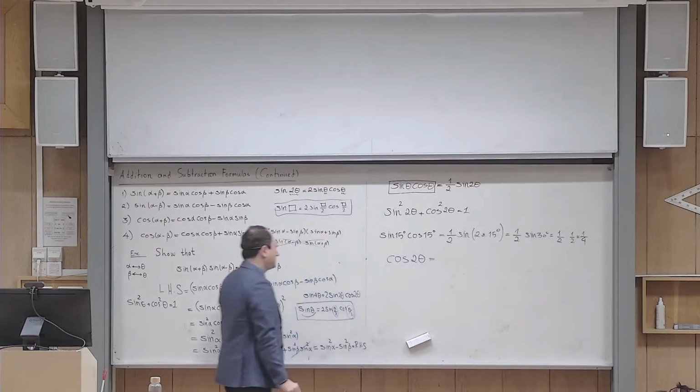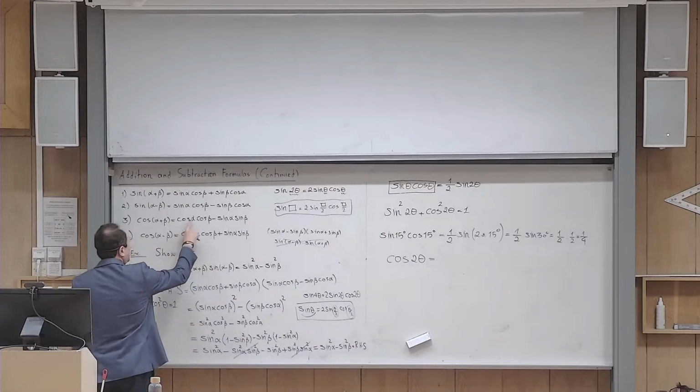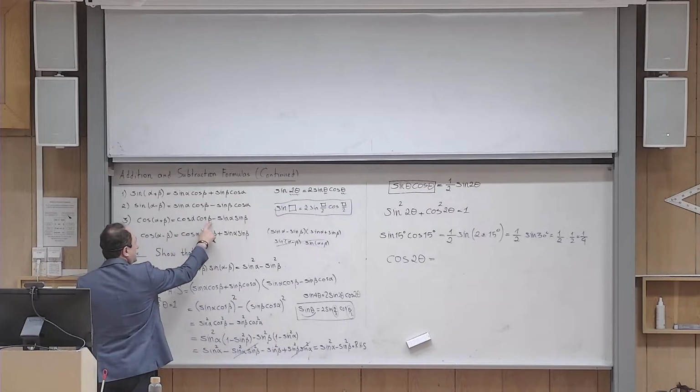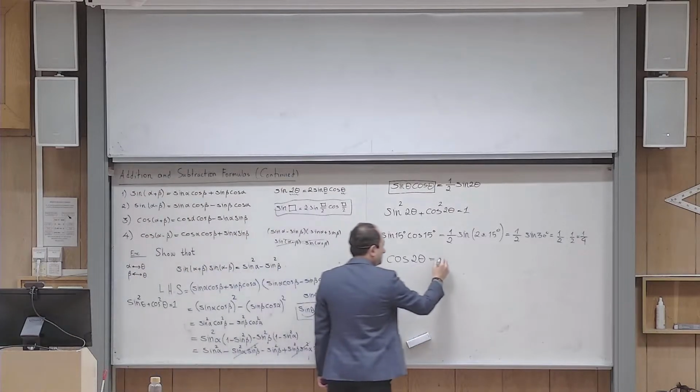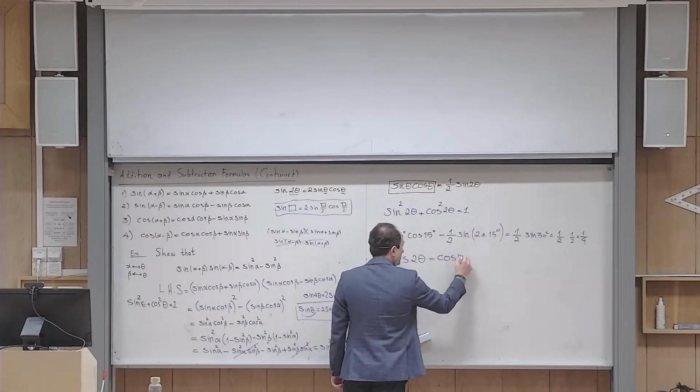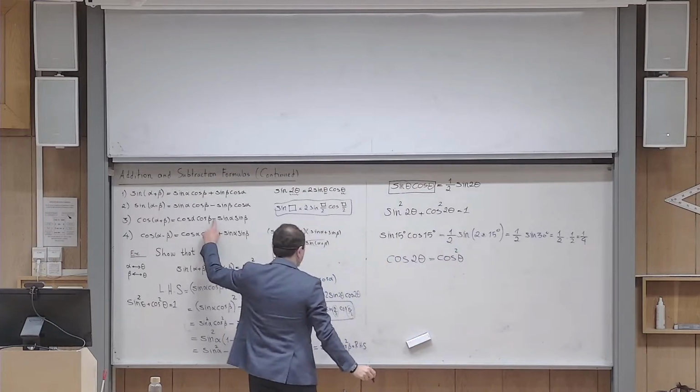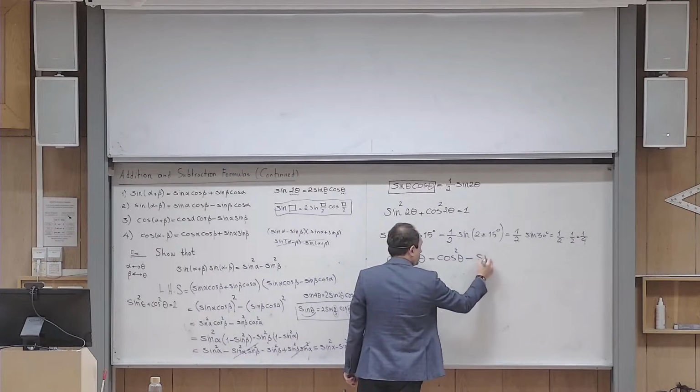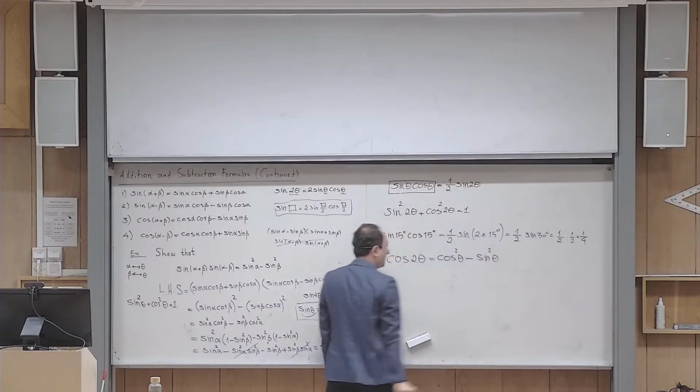But what happens on the right-hand side? This is cosine theta. This is also cosine theta. If you multiply them, it becomes cosine squared theta. But remember, you see here what happens? There is a negative sign in between, and then I have sine squared theta. Yes?